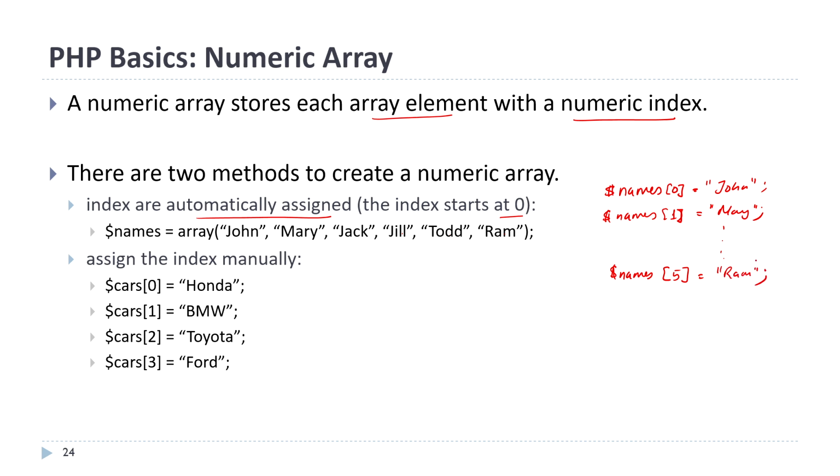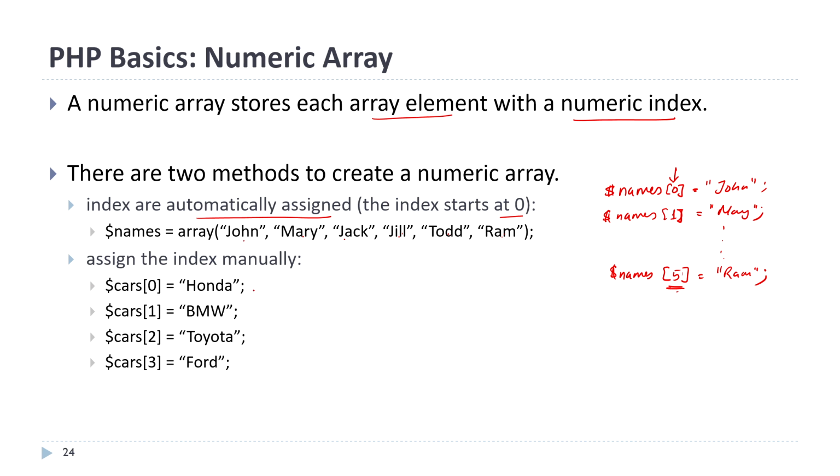Remember, there is 1, 2, 3, 4, 5, 6, but this index is 5. The reason is because the index starts at 0, the default index starts at 0. So the last element will always be stored with an index one less than the count. You can also assign it manually.